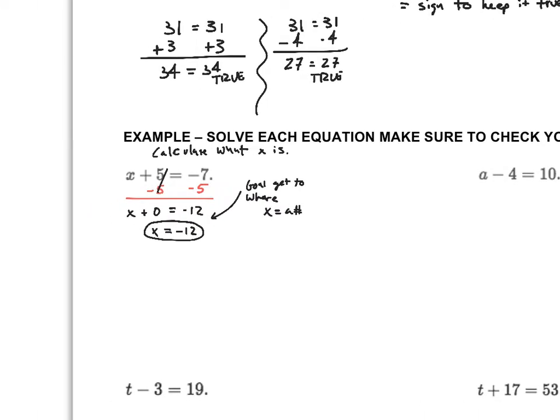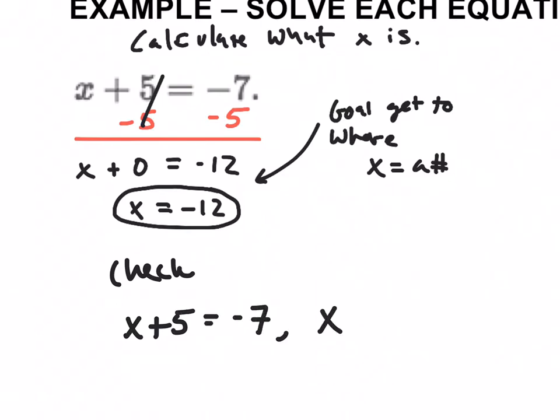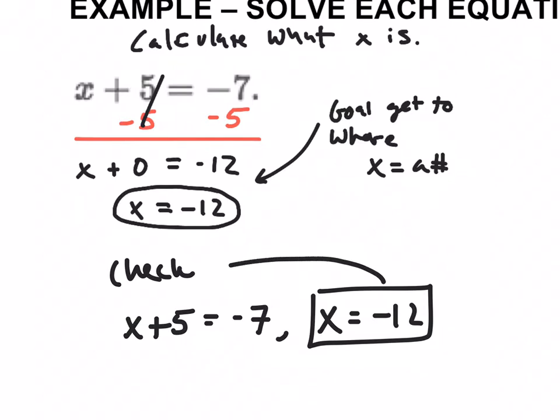Okay, but then we also have to check. So let's check this. All right, so if we check our answer, think about x plus 5 equals negative 7. I usually rewrite that, and we get that x is equal to negative 12. So what I do is I do what we did before, and I plug in negative 12 for x, and I evaluate.